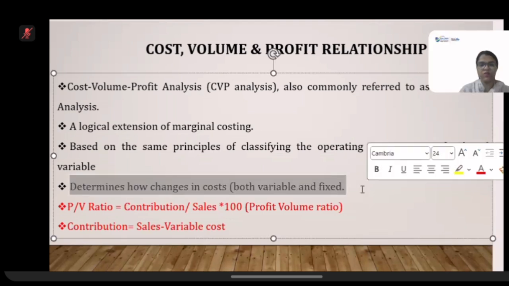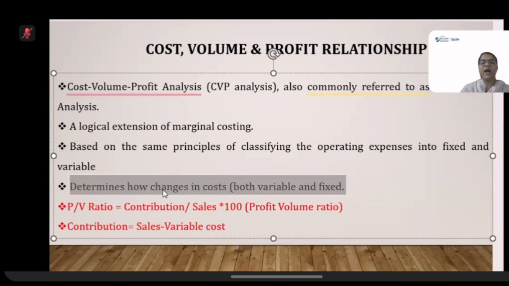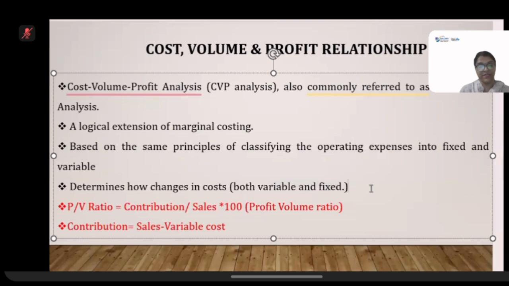Yes, this one. Okay. See, determines how changes in cost. Determines means cost volume profit is telling us how the cost is changing with regards to volume and profit. But here it could be considered both, that is variable and fixed.